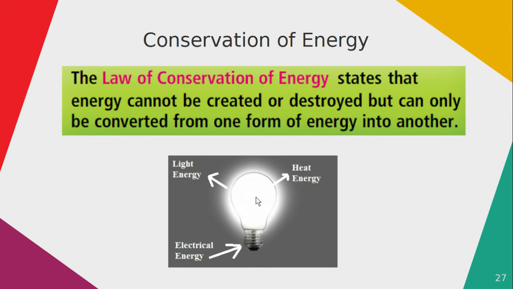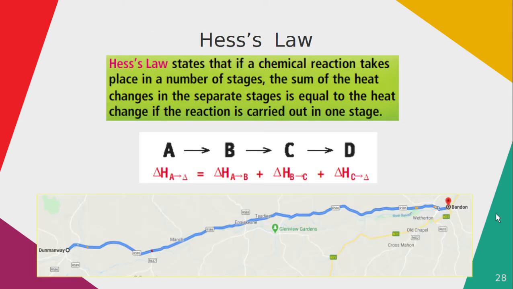The light bulb is going to heat up. And so the total amount of light energy plus the total amount of heat energy produced is equal to the amount of electrical energy that was put in. So you're not losing energy, it's just being converted into different forms. And so we're going to use that principle to look at Hess's law.